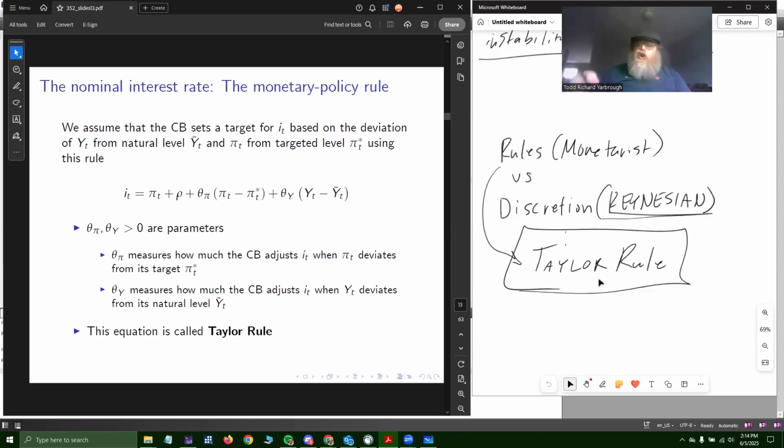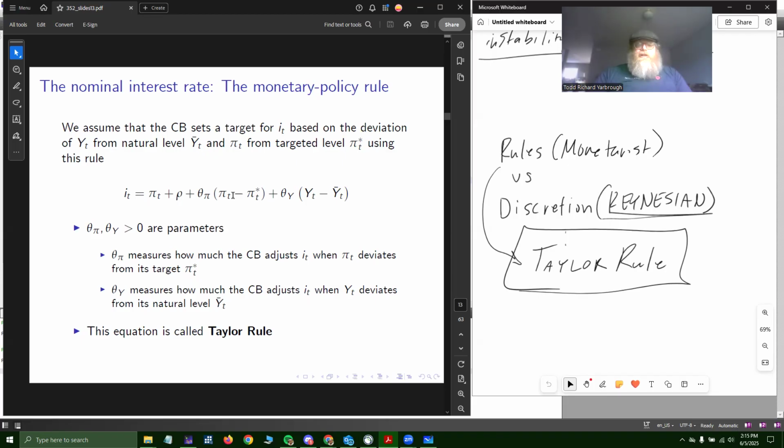which says that the target nominal interest rate set by the central bank, or targeted by the central bank, is essentially going to be a function of current inflation, right? That rho parameter, which is the natural interest rate. Essentially, you can think about that as expected interest rates.